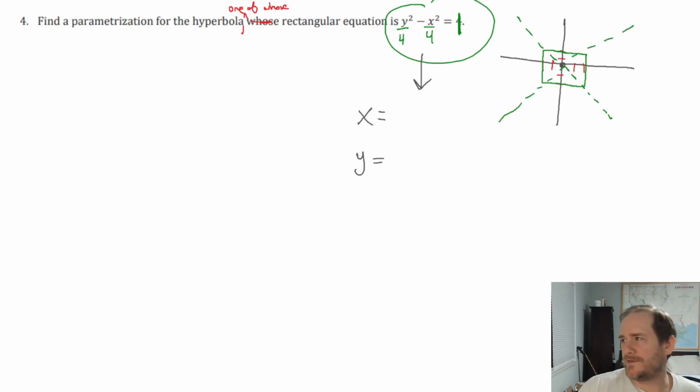And now the only thing left to decide is, do I open uppy downy or do I open lefty righty? And again, because the y term comes first, I'm going to open uppy downy. So that means I have a vertex here and I go up, and I have a vertex down here and I go down. So there's my sketch. All right, the fact that y comes first, well, I guess I didn't even need to draw the graph really. I should have done this right away.